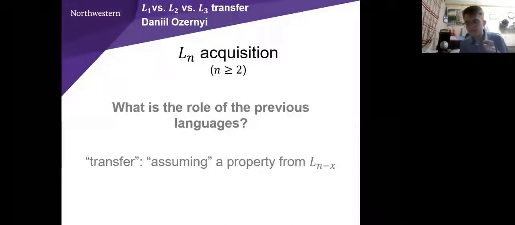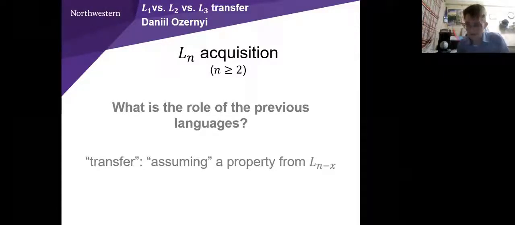So one of the main questions which the L2 and further acquisition fields aim to answer is what is the role of previous languages when acquiring a new one? To lay out the background, I will consider the main tendencies in the L3 acquisition field, but before I go there, I want to draw your attention to the term which will pervade all the further discussion, the transfer. The so-called transfer refers to assuming a property from a previous language.